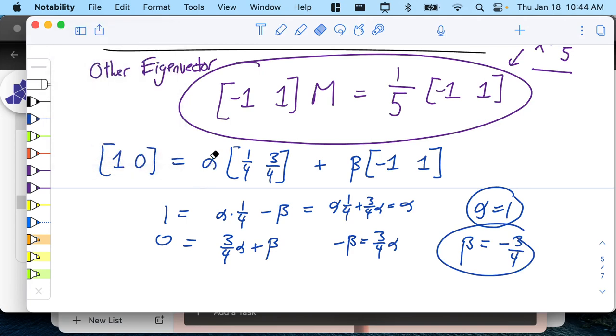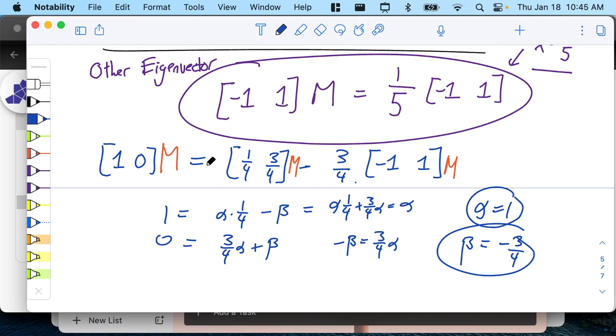So the vector (1, 0) can be written as (1/4, 3/4), minus some scalar, 3 quarters, times (-1, 1). And now when you apply the matrix M to this, we started our day with 100% chance of rain, 0% chance of not rain, and we multiply by the matrix M. By the magic of linear operations, you can multiply each of these vectors by M. But these are the eigenvectors. They're not just any vectors.